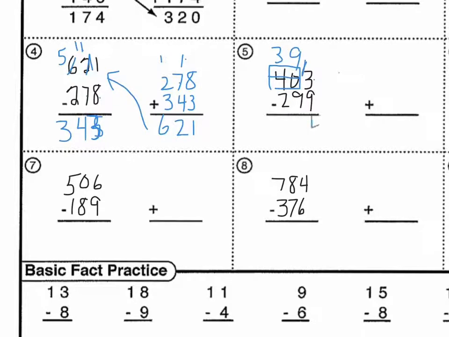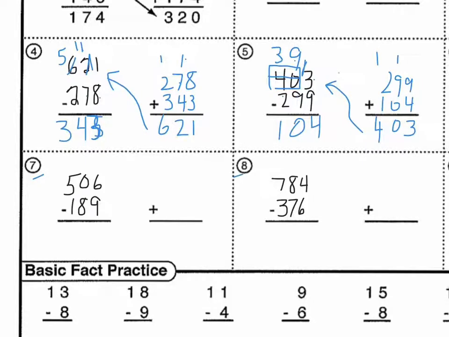13 minus 9 is 4. 9 minus 9 is 0. 3 minus 2 is 1. We check it by adding together those bottom two numbers. 9 plus 4 is 13. Bring up the 1. 1 plus 9 is 10. Bring up the 1. And 4. 403.